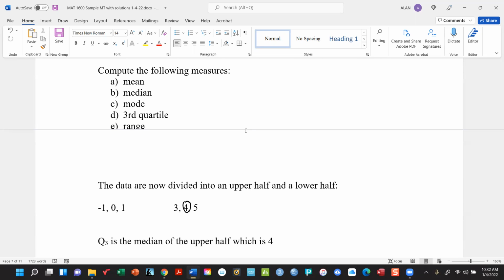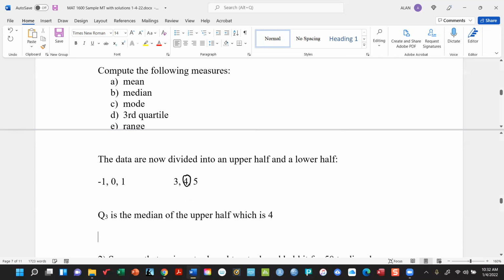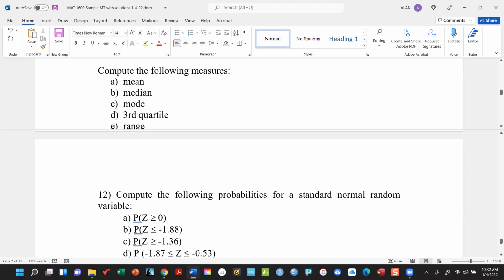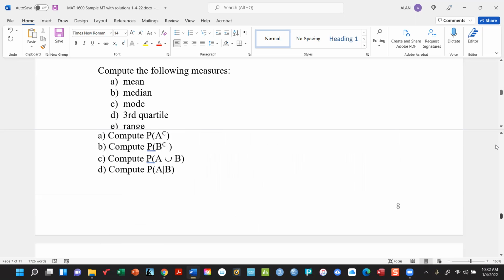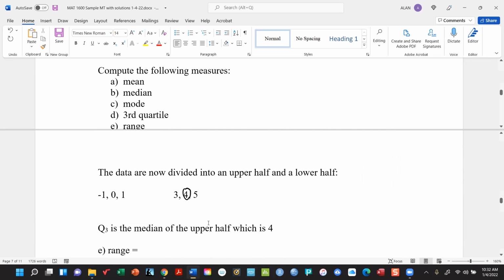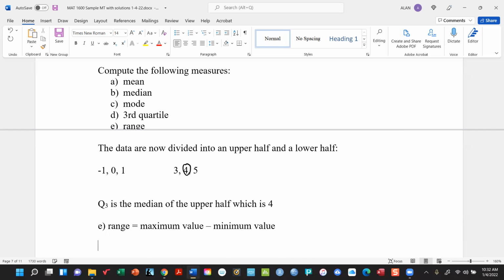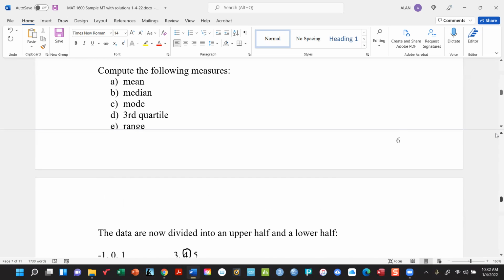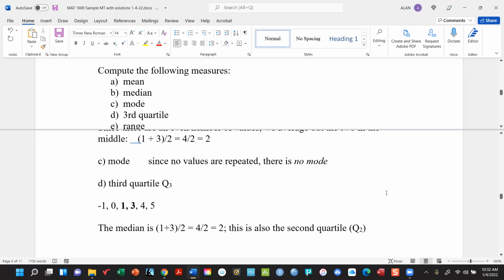All right, now E is the range. And that's equal to the, I gotta get a new computer. The range equals the maximum value minus the minimum value. And again, it's probably easiest to take a look at your sorted data to do this.